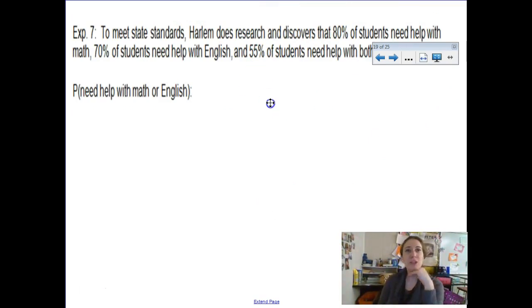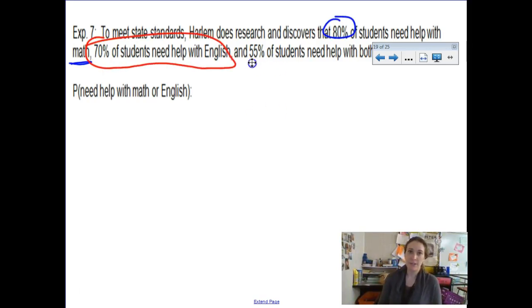I just don't. To meet state standards, Harlem does some research and discovers 80% of the students need help with math, and 70% of students say they need help with English. But then there's an overlap, like that Venn diagram. 55% of the students say, I need help with both math and English.